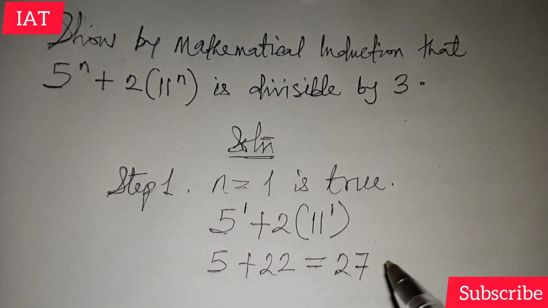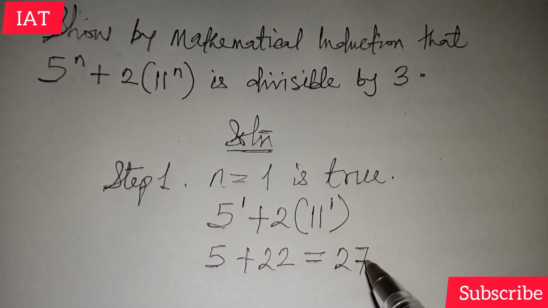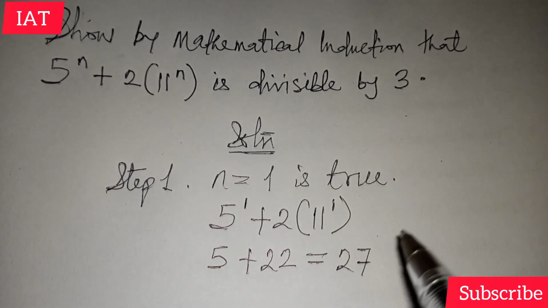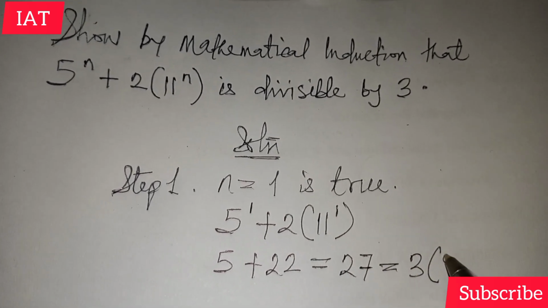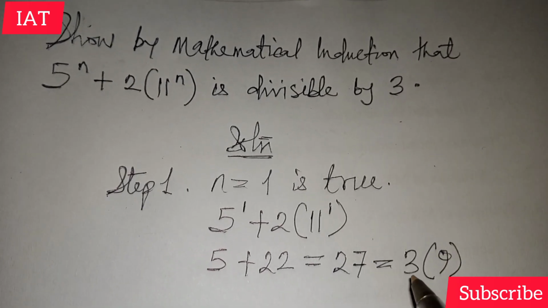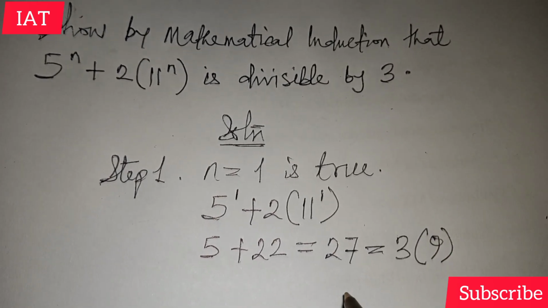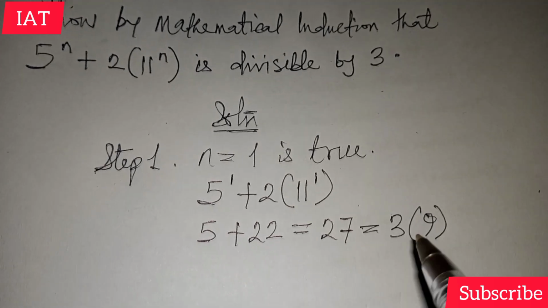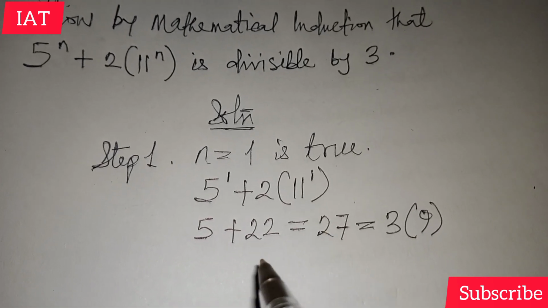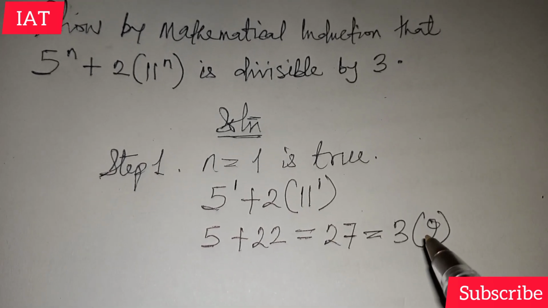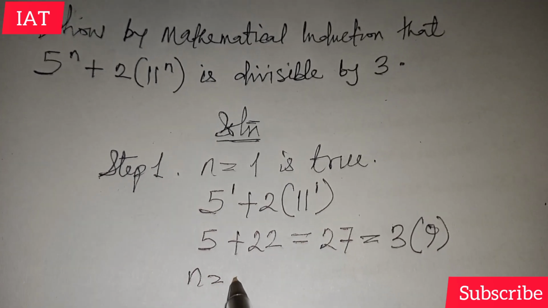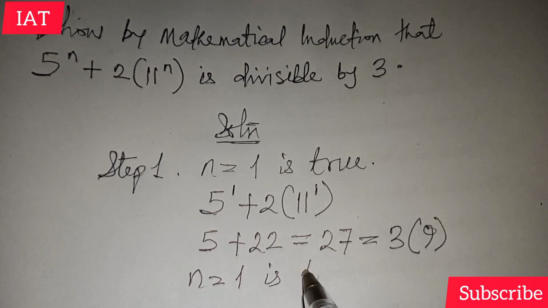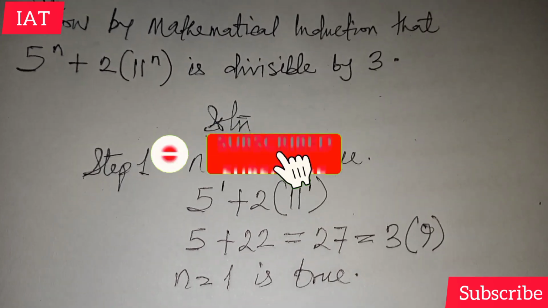And of course, you can notice that if you put in 3 here, 3 goes into 27 exactly 9 times. So I want 3 times 9. You can see that 27 is divisible by 3, because 3 times 9 gives 27. So because 27 is divisible by 3, you can conclude that n equal to 1 is true. Alright, that's for the first step.